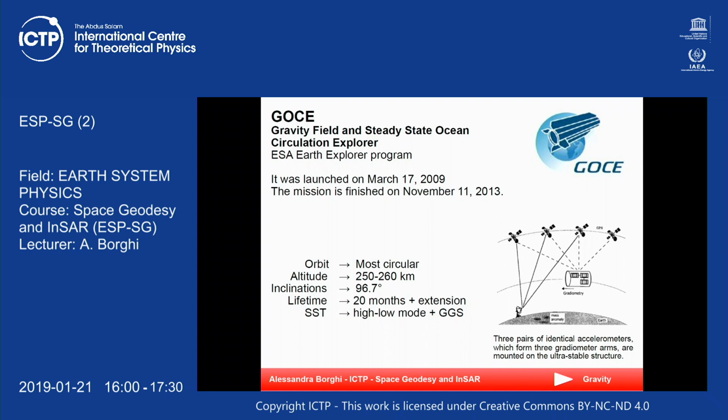Three pairs of identical accelerometers form three gradiometry arms, mounted in an ultra-stable structure.